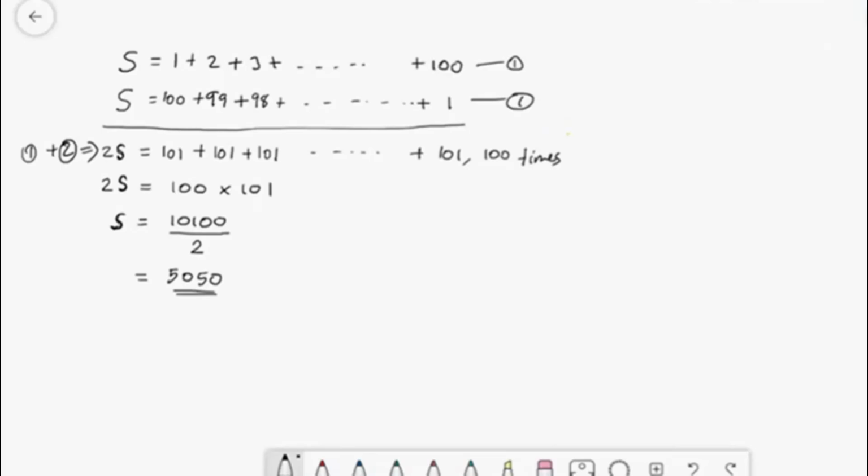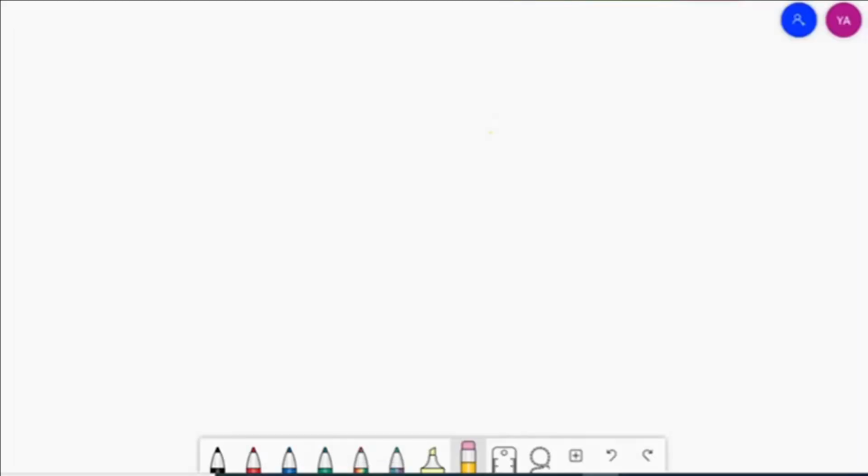Okay. So now we are going to derive the formula to find the sum of the first n terms of any arithmetic progression. The common difference can be anything. So I write the general form of an arithmetic progression. You know the general form, right? A, then A plus d, then A plus 2d, then A plus 3d, and so on.